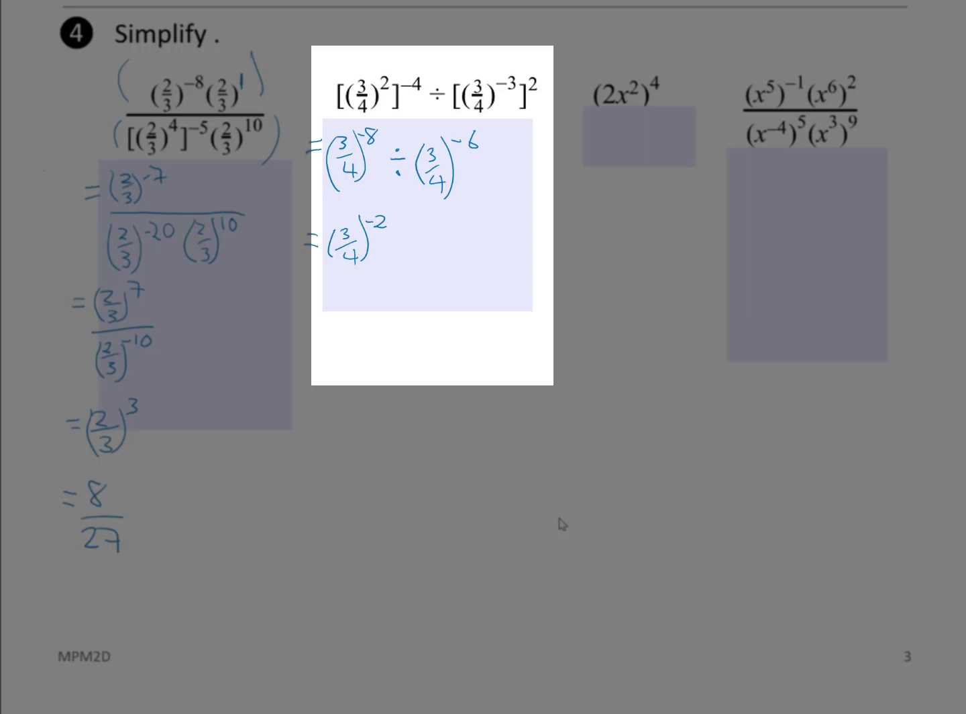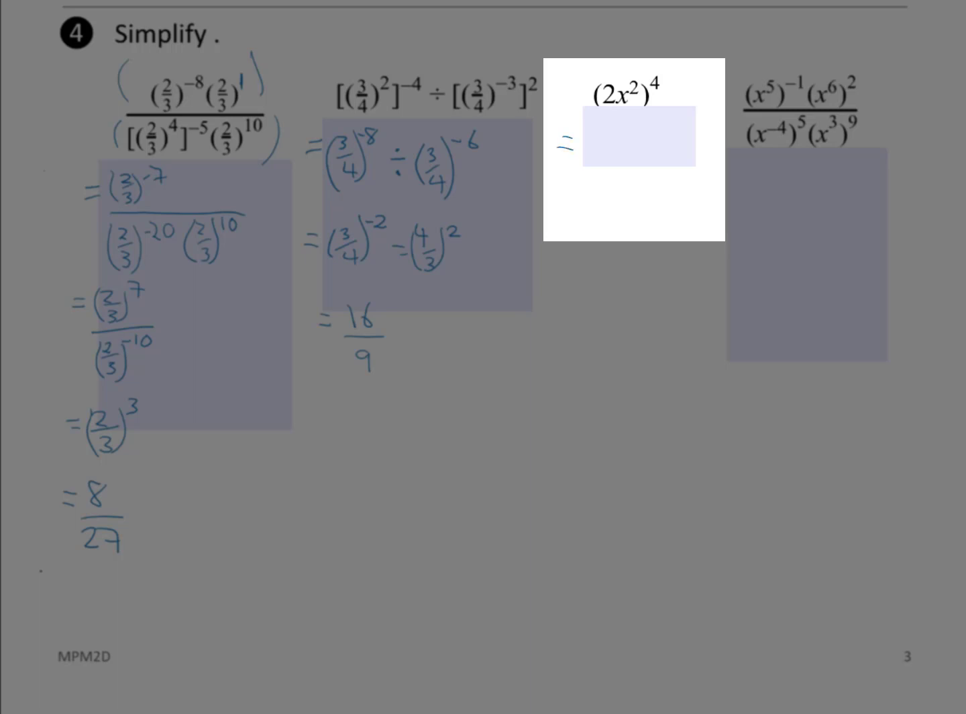The way I would suggest doing this is flip the fraction and take that negative out first. So then you have 4 over 3 to the power of 2. Then you plug in the power of 2 to both the 4 and the 3. 4 squared is 16, and 3 squared is 9. And we are done with that question. Okay, moving on.